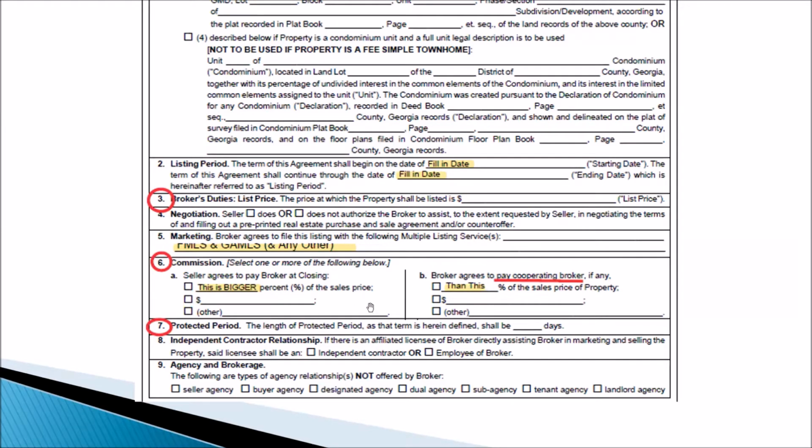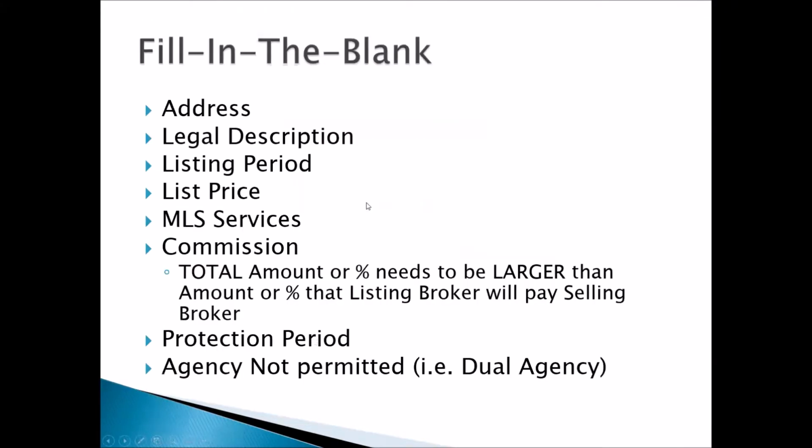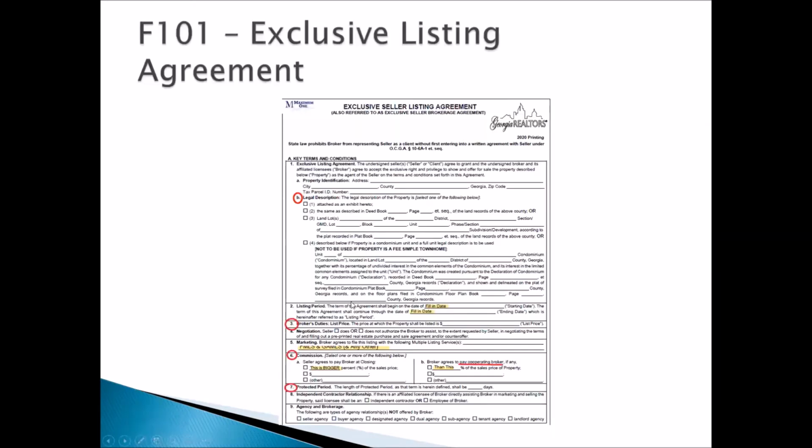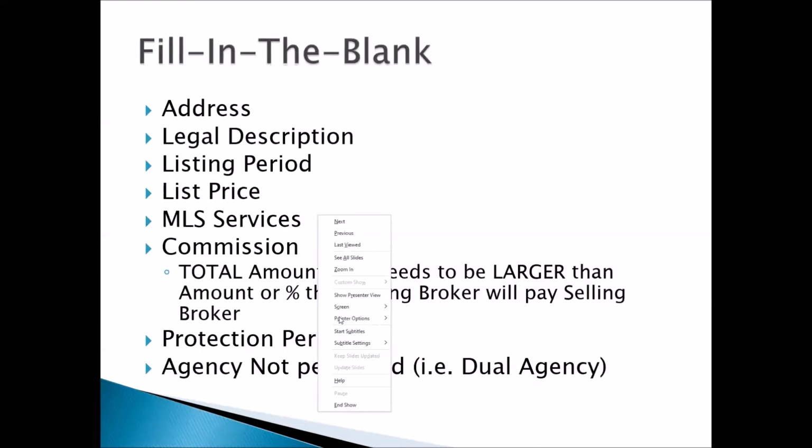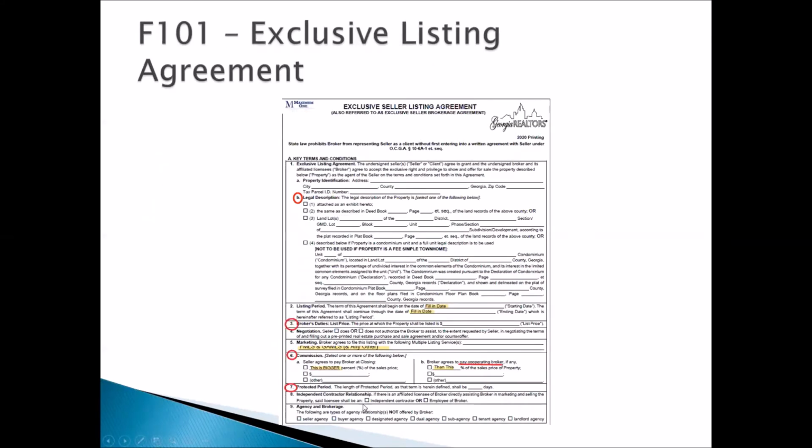All right, protected period. This is the length of the term that the commission is protected after the expiration or termination of the listing agreement. All right, so you have to fill in all that information that we just talked about. Oh, also it talks about agency that is not permitted. And again, that is going to be, I'm sorry, it's down here. It is down here where it says agency and brokerage.